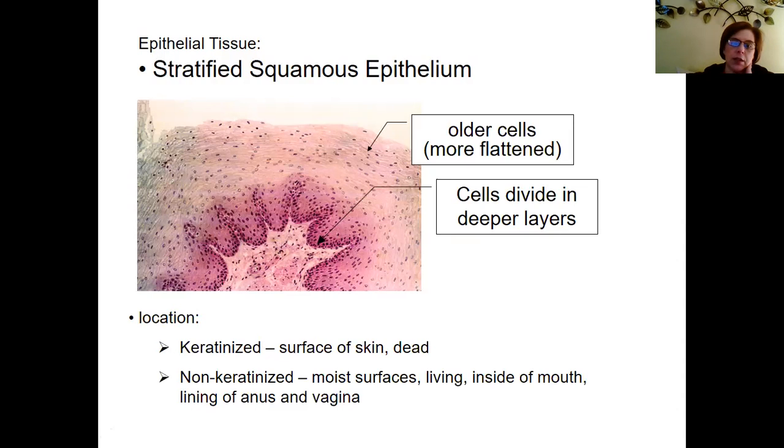Okay, so here are the notes for non-keratinized. Non-keratinized are found in moist surfaces. It's living tissue inside of the mouth, lining of the anus, and vagina. And again, I'll give you a second to get those.